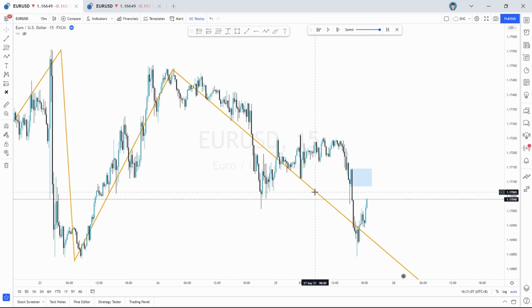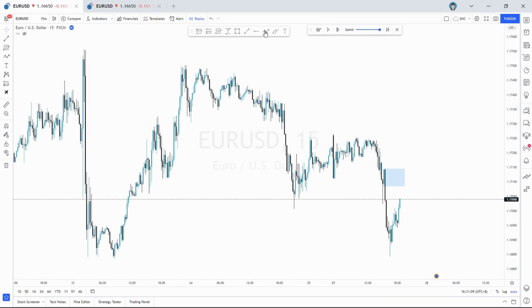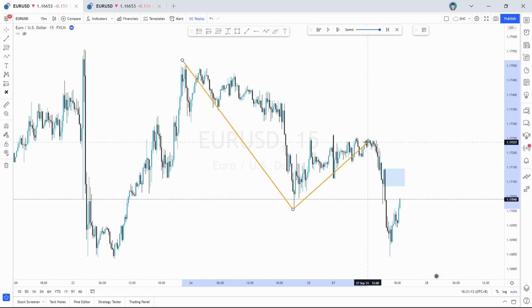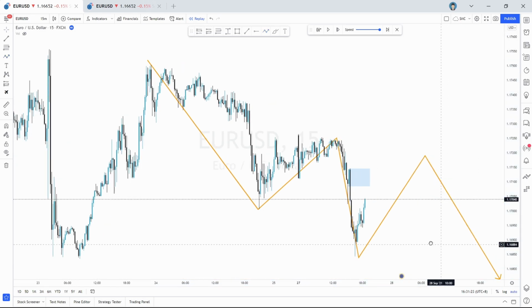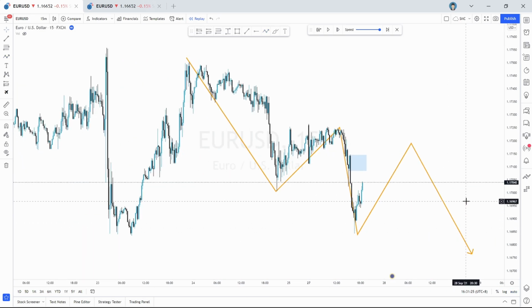Then we look at the inner structure. We look for correlation. What do we see structure doing? Breaking these lows, creating lower highs, breaking these previous lower lows. So technically we have our lower low. Now we wait for a pullback to create a lower high, then to continue to create a lower low.